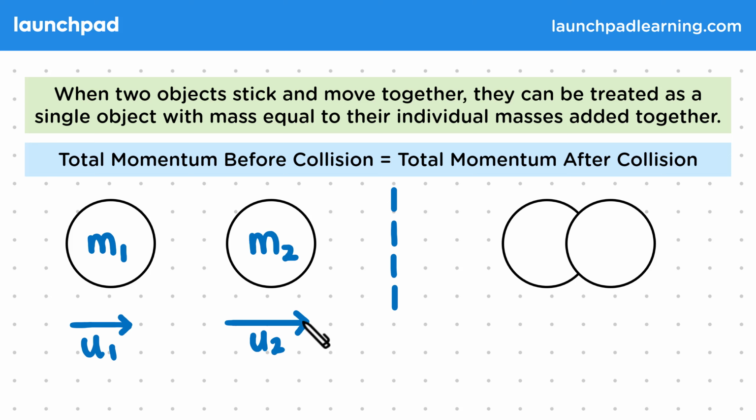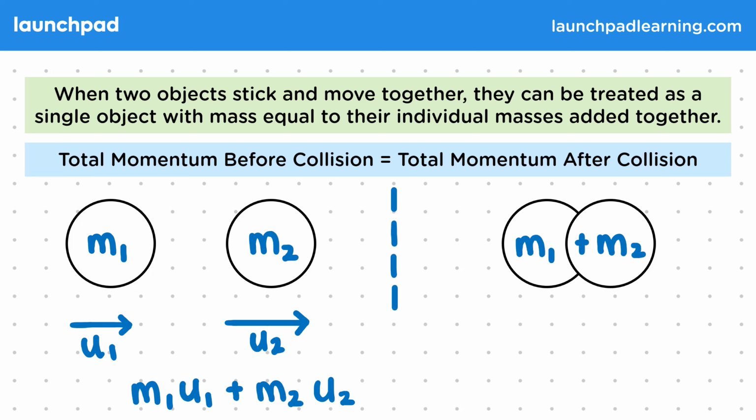It's important to treat velocity and momentum as vectors, so we need to consider if these values are positive or negative. We then find the total momentum of the system by adding the individual momenta together, giving us m1u1 plus m2u2. Now, after the collision, we can treat the two balls stuck together as a single ball. The mass of this ball will be the individual masses combined, so we can write this as m1 plus m2. We'll then say that they both move with some velocity v. Again, we should specify this direction so we know whether to treat it as a positive or negative velocity.